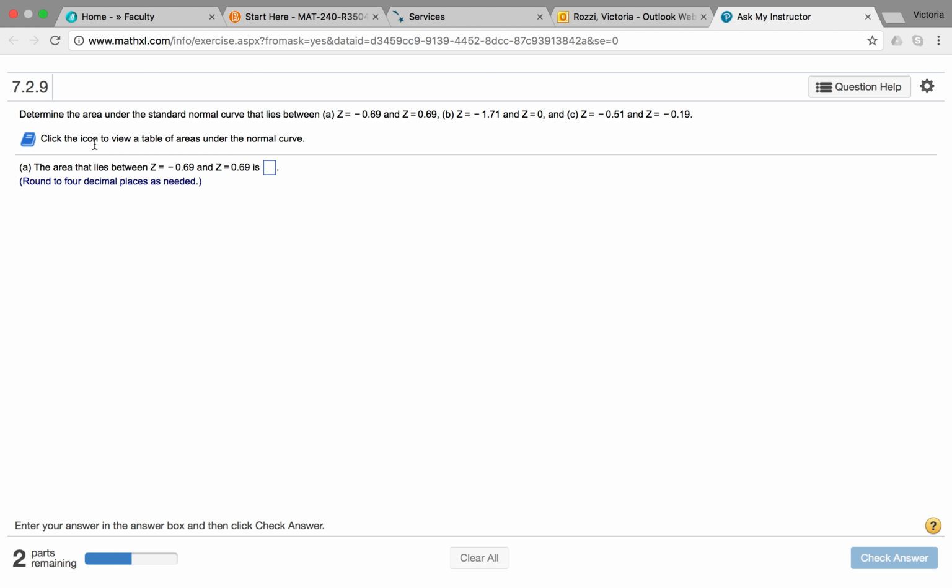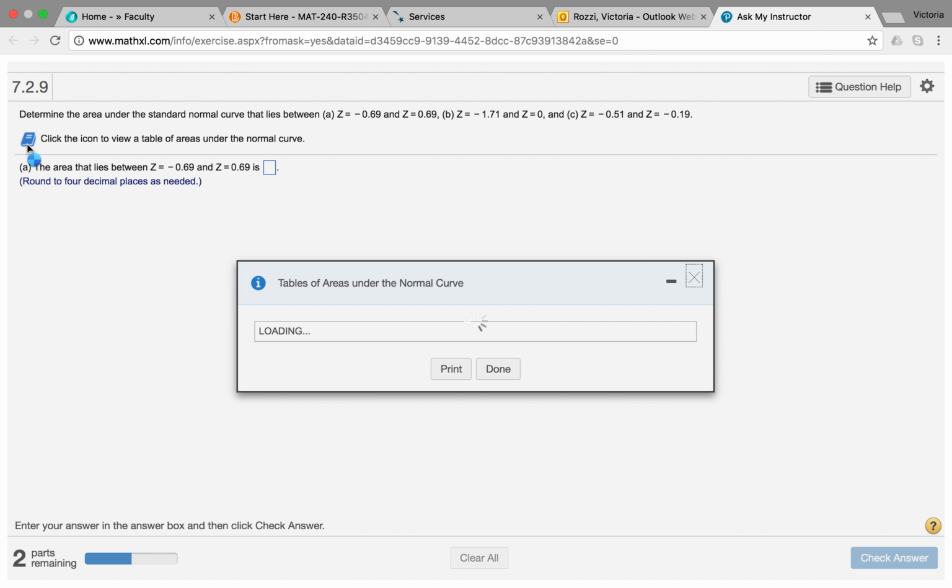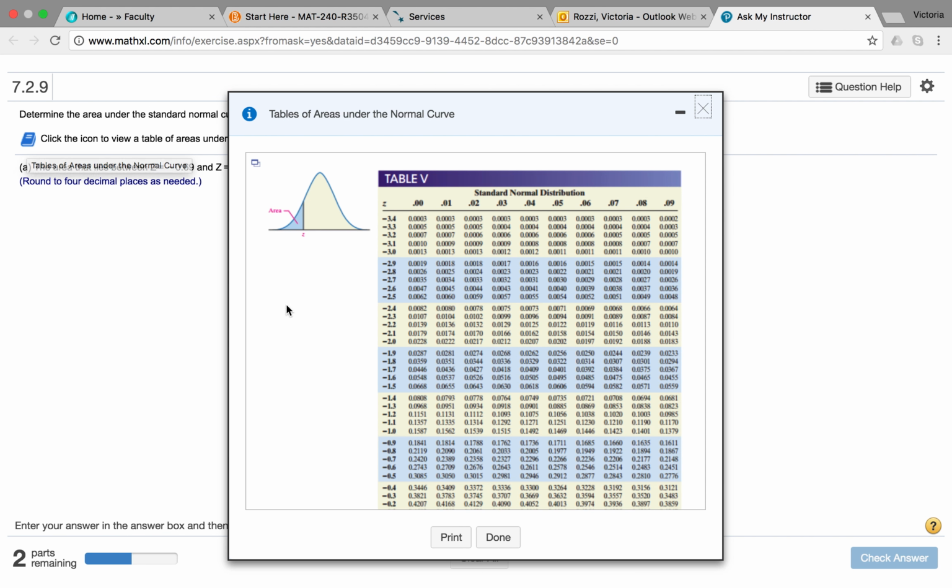Now you can use the table, which you can find by clicking here, and I'll tell you how to actually go ahead and read this table. But after that, I want to show you how to also do this in StatCrunch because it does give you a lot of nice ways of finding these areas really, really easily.